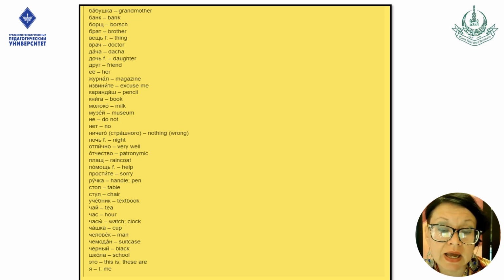Don't forget to practice such structures as у меня есть банк, у меня есть вещь, у меня есть дача. Well, dacha is a Russian garden, a very big Russian garden. A lot of people keep such gardens and they call them dacha. У меня есть дача и друг. У меня есть дочь и сын. У меня тоже, don't forget the Russian word тоже, too, right? У меня тоже есть молоко и чай, right?